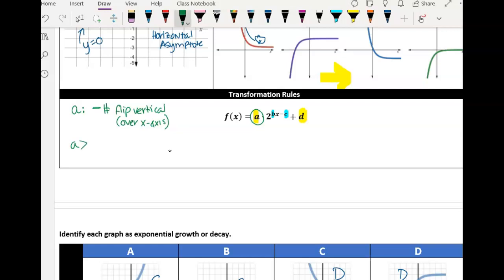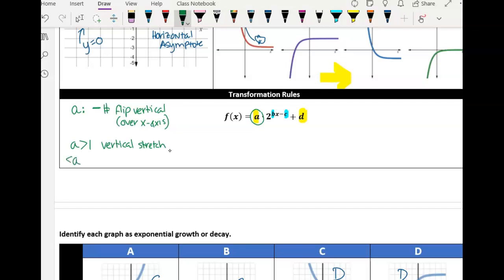Now, the number itself, the value of it, not just the sign, but the number, if the a value was greater than 1, it was a vertical stretch. So think about taking a marshmallow and pulling from the top and the bottom, and you would be stretching out that marshmallow. It would get long and skinny, right? Now, on the exponential graph, it's a little bit harder to see that, but I'll switch over to the Desmos calculator just to show you that.